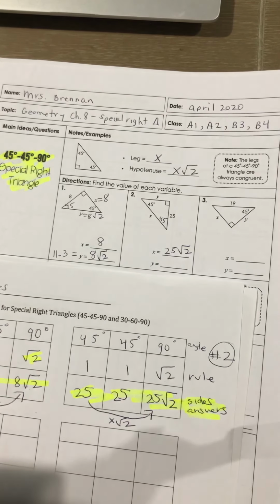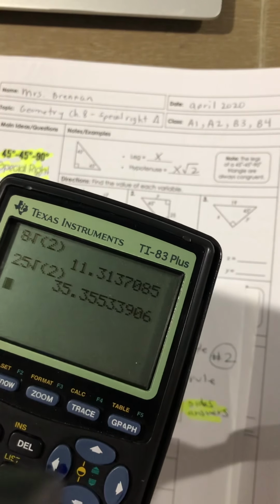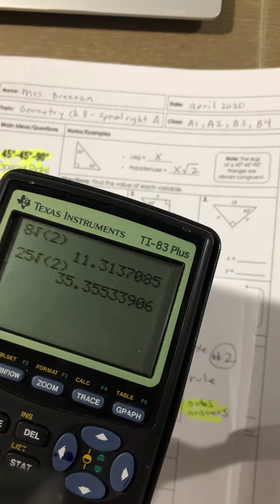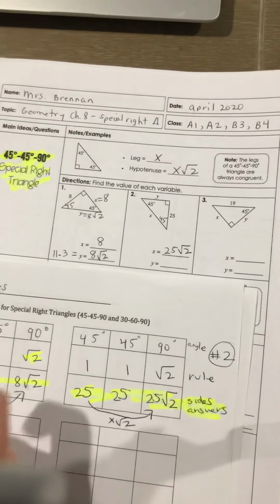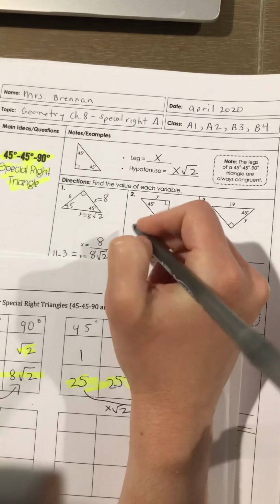2. I would also accept a decimal, so if you plug that in your calculator, 25 times the square root of 2, you would get, let me show you, 35.355, and so I would accept 35.4 for that one, because you're rounding to the 10th. So let's write that, 35.4.